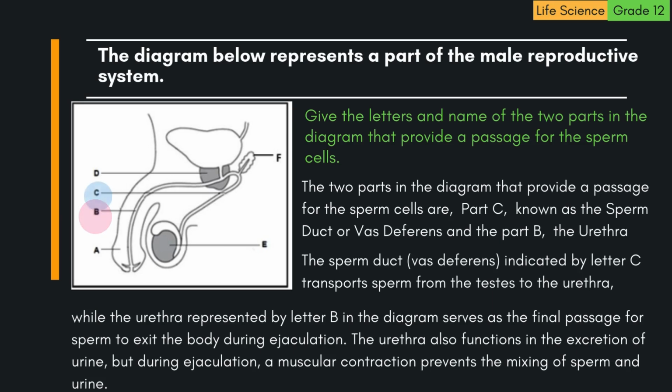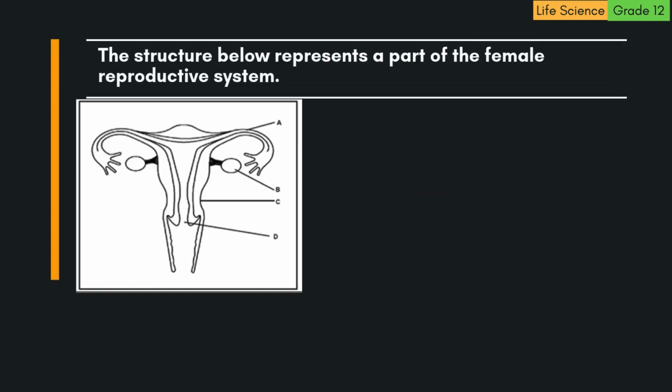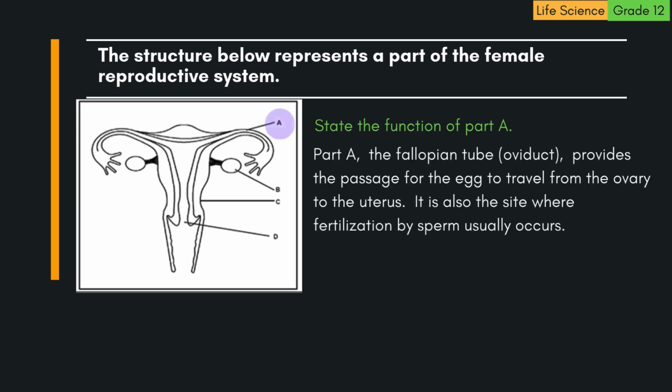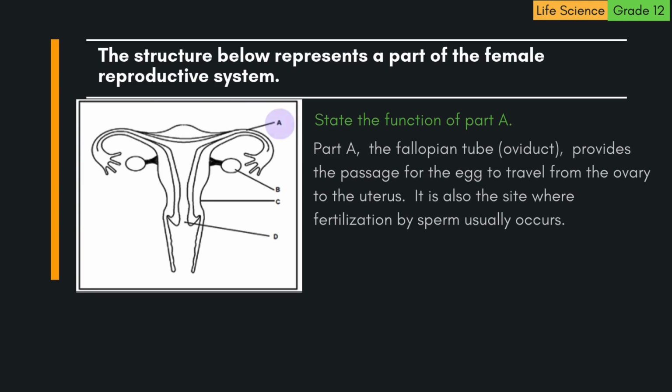The structure below represents a part of the female reproductive system. Question. State the function of Part A. Part A, the fallopian tube, oviduct, provides the passage for the egg to travel from the ovary to the uterus. It is also the site where fertilization by sperm usually occurs.